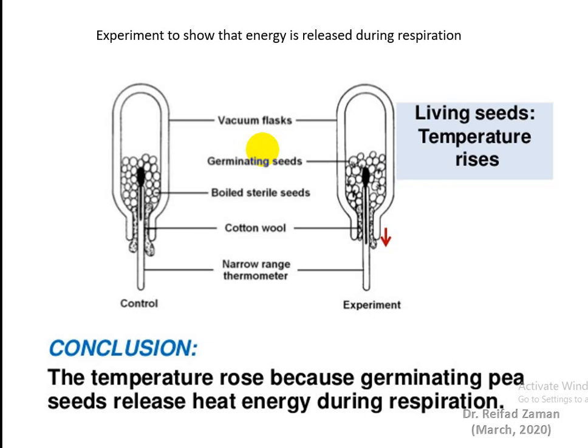Now germinating seeds are growing seeds. That means they are going to perform a lot of respiration. So we are going to divide the germinating seeds into two groups, 50-50. 50 of these seeds will be boiled, and the other 50 seeds will not be boiled.